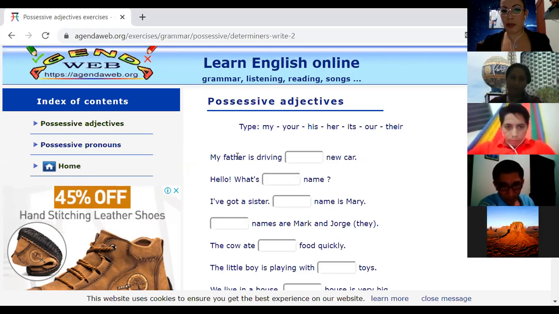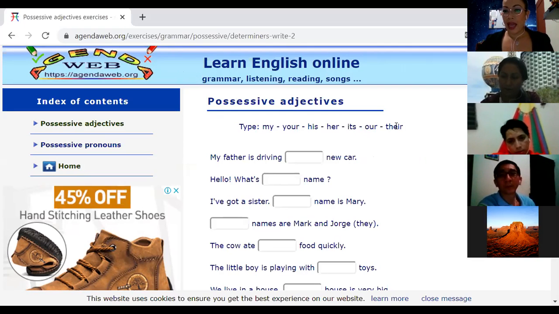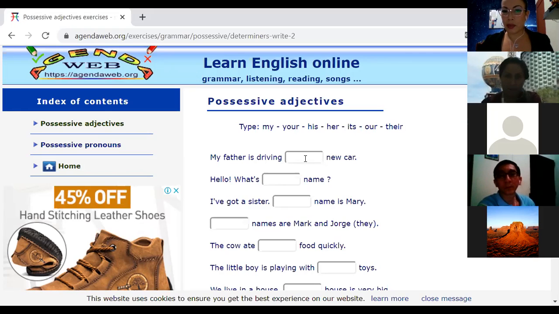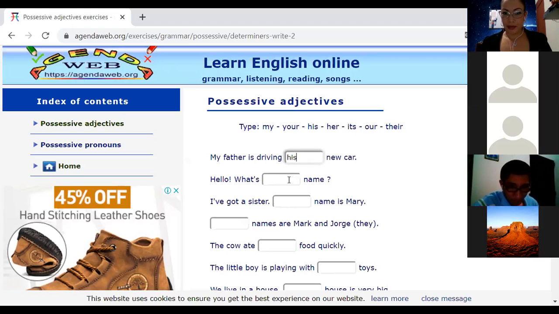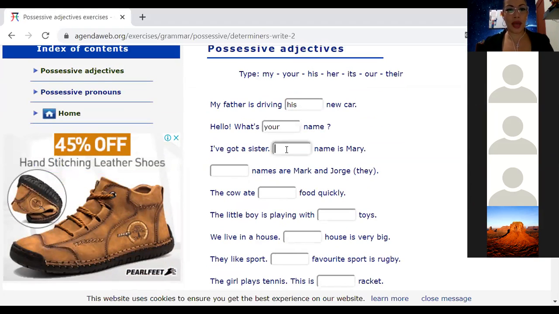Acá, por ejemplo, dice my father. Vamos a escribir my, your, his, her, its, our, or their. Ok. Vamos a ver. Por ejemplo, si aquí dice my father is driving new car. ¿Cuál es el possessive que falta acá? His. Ok. Vamos a escribir his. My father is driving his new car. Hello, what's your name? Your name. Okay, it says your name.